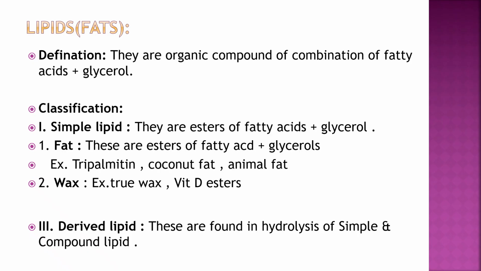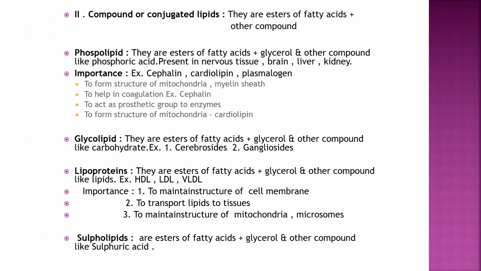Examples are fats, such as tripalmitin, coconut fat, animal fat, or wax, which are vitamin D esters or true wax. Then derived lipids are found in the breakdown of simple or compound lipids. The second type is compound or conjugated lipids. They are esters of fatty acid plus glycerol plus another compound.